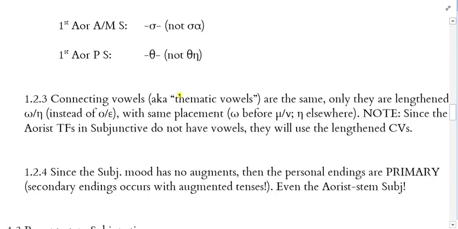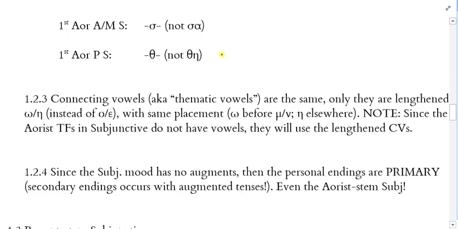So if you look here at the handout, the first aorist active and middle subjunctive is going to use the sigma tense formative. Notice for the indicative, we typically associate the tense formative of first aorist active and middle with sigma alpha, but not here. It's just the sigma. And the first aorist passive subjunctive will use the theta tense formative rather than the theta eta.